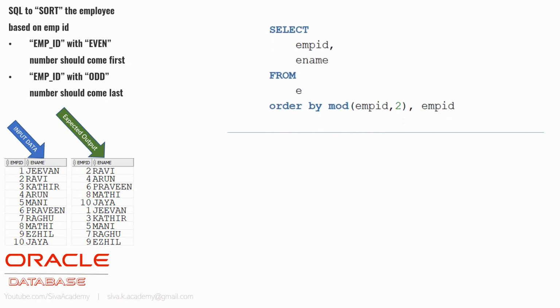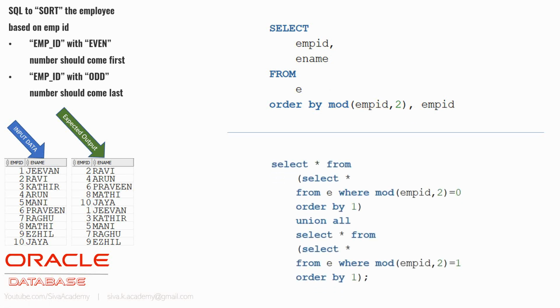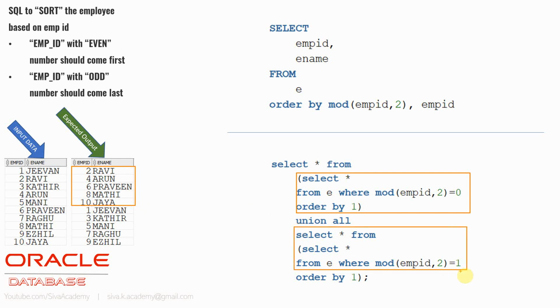In the first method, we simply used the modulo function, and it is the easiest and simplest option to implement. In the second method, I'm using two queries. As I mentioned, one query fetches the first half of the output, that is, the employees with even numbers, and the second query gets the employees with odd numbers, that is, the second half of the output.